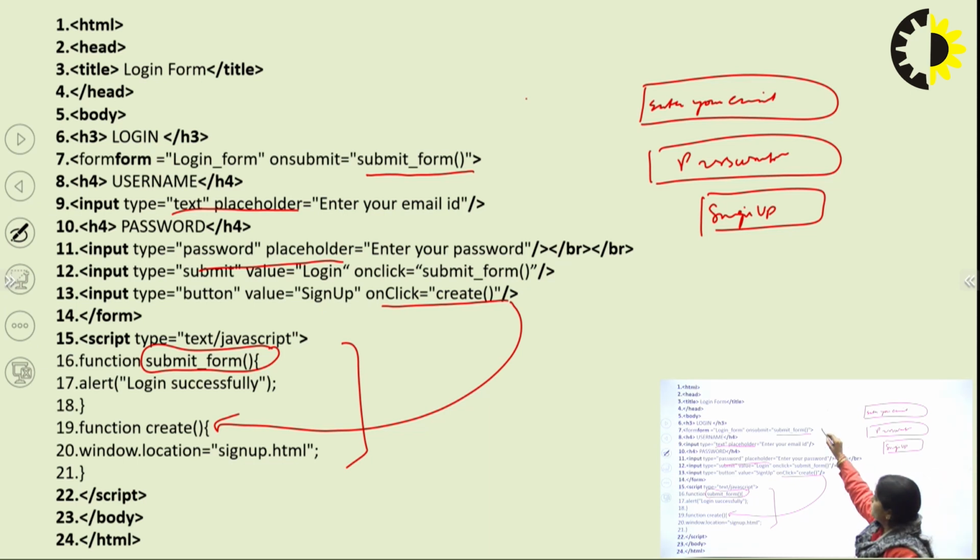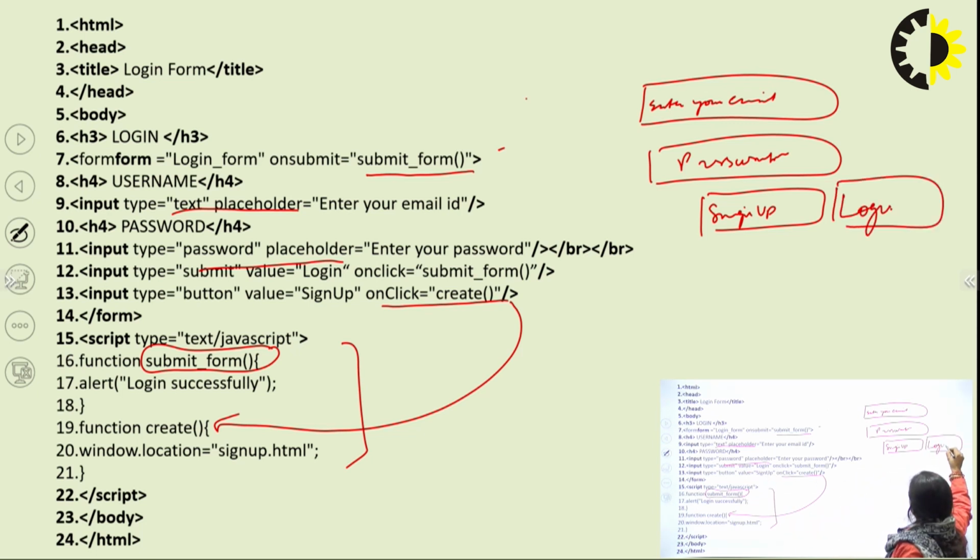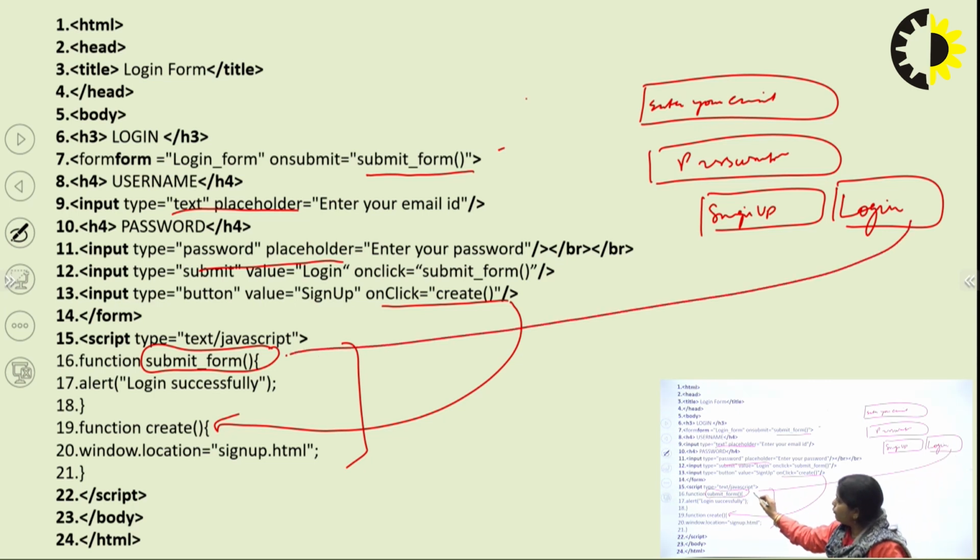Okay, basically we have two buttons, login and sign up. So when we click on the login button, we move on to this part just given here, and when we click on the sign up button, it will move on to this part. So in this particular program we have two text boxes.